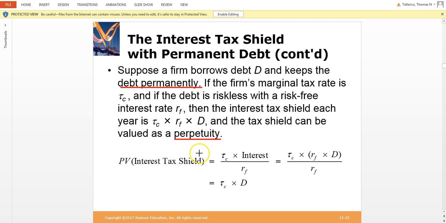Well, the way to handle that is here's the equation for the interest tax shield at the risk-free rate. And you'll notice that the amount of debt times the risk-free rate gives you the interest. And the risk-free rate's going to cancel out, and you're going to end up simply with this equation here, which is your marginal tax rate times the debt. This is assuming, of course, that the debt is riskless, as stated. But again, it's treated as a perpetuity.